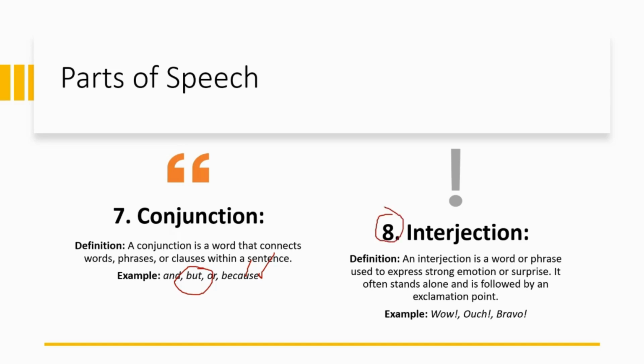The eighth one is an interjection. An interjection is a word or phrase used to express strong emotions or surprise. So it is a word that expresses sudden emotions, feelings, happiness. For example, it often stands alone and is followed by an exclamation point. This is a symbol, the exclamation point, as mentioned over here.